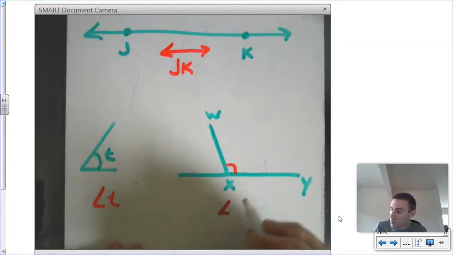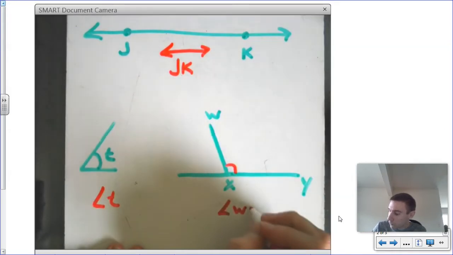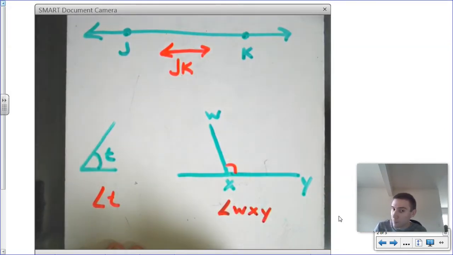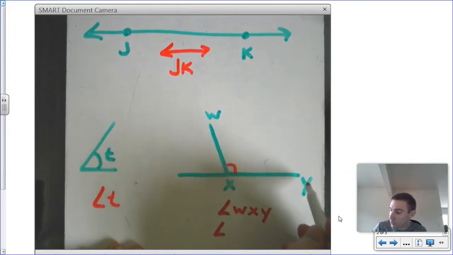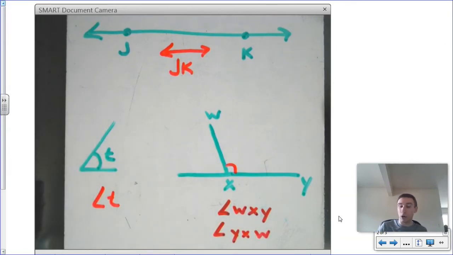And you should have gotten that I start at W, go to X, and then to Y. Or I could have done it backwards and started at Y, gone over to X, and then to W. I cannot go in any other direction for this problem.